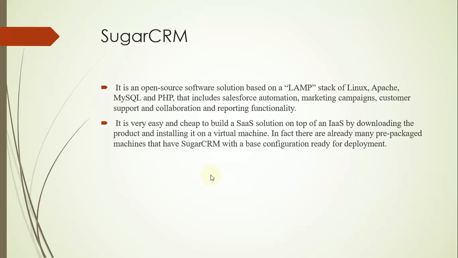It is very easy and cheap to build a SaaS solution on top of IaaS by downloading the product and installing it on a virtual machine. And in fact, there are already many pre-packaged machines that have Sugar CRM with the base configuration ready for deployment.